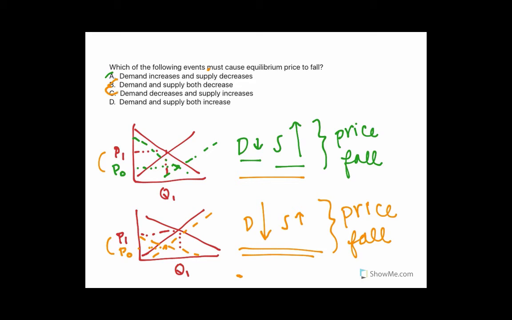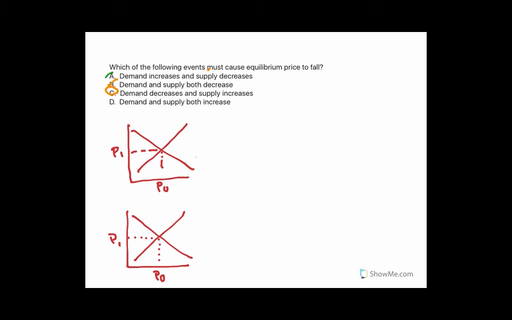So we've proven that price will fall in both of our options, and therefore C, that demand decreases and supply increases, is the event that must cause equilibrium price to fall. However, I'm going to go ahead and draw these situations for option D just for some good review. So let's go ahead and analyze situation D, that demand and supply both increase.